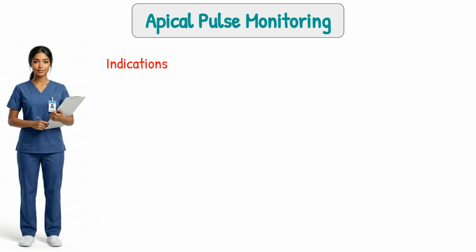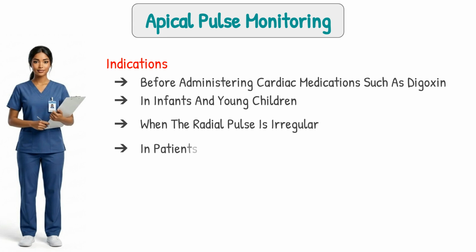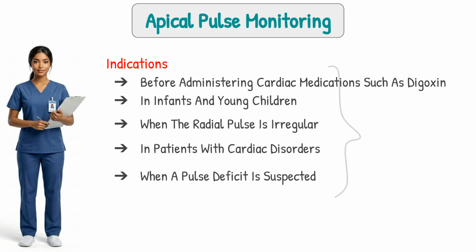When should we assess the apical pulse? Before administering cardiac medications such as digoxin. In infants and young children, when the radial pulse is irregular. In patients with cardiac disorders, when a pulse deficit is suspected. These situations require a more accurate assessment of heart rate.